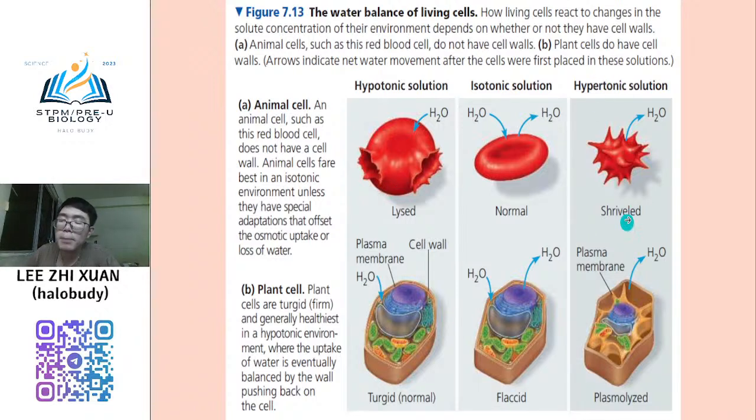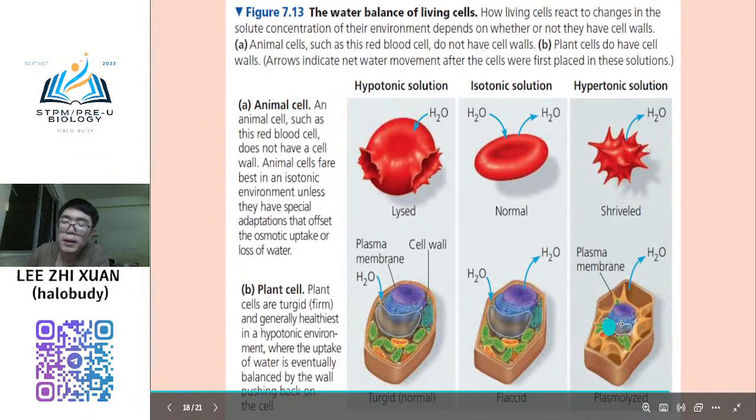But for a hypertonic solution, if the animal cell is immersed in there, water goes out from the cell. But in hypertonic, the animal will not die easily, but if it is too hypertonic it will die. If the animal red cell is in hypertonic, it will become a shriveled shape.